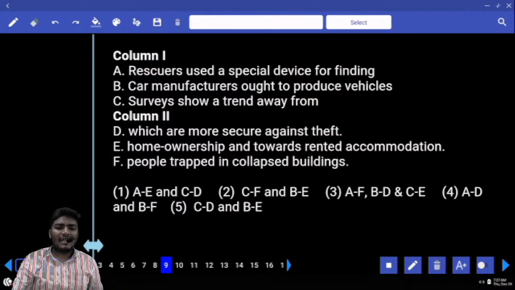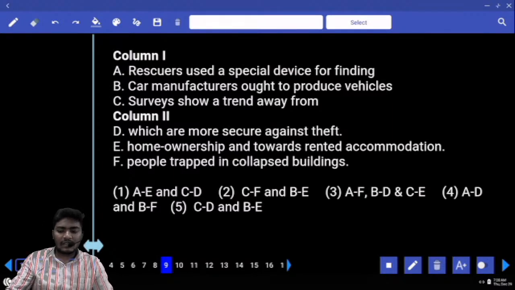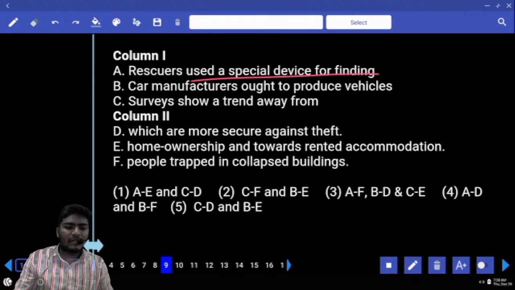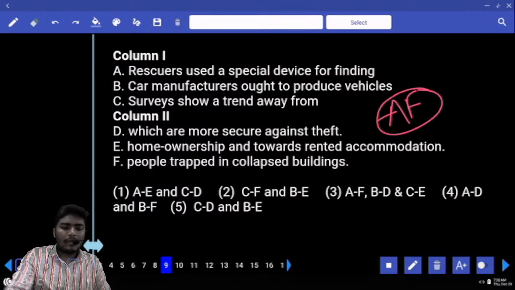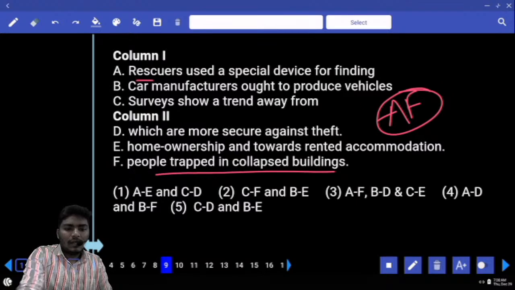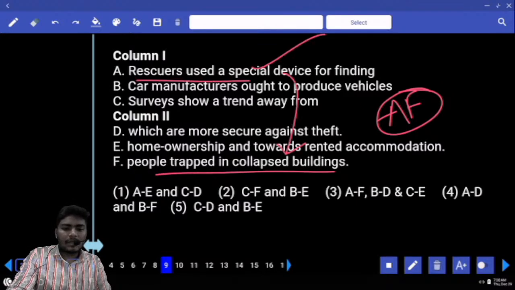Rescuers used a special device for finding somebody, something. You need to get such type of connection. Where is that? Rescuers used a special device for finding people trapped in the collapsed buildings. Which one is correct? A with the F. Whoever the people trapped in the collapsed buildings, now they are found with a special device by the rescuers. So pair must absolutely come with the AF.